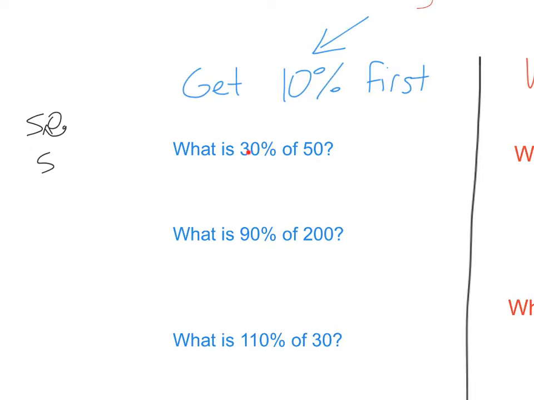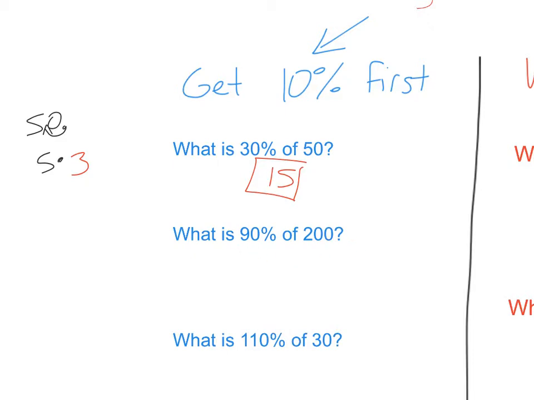But because we're finding 30% and not 10%, 30% is 3 times whatever our 10% was. So take your 5, multiply it by the 3, and you get 15. So what is 30% of 50? 15. What is 90% of 200?